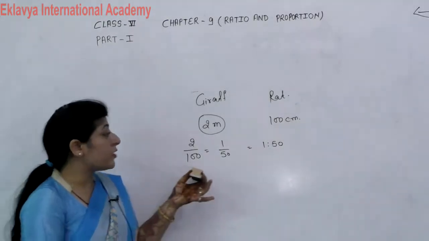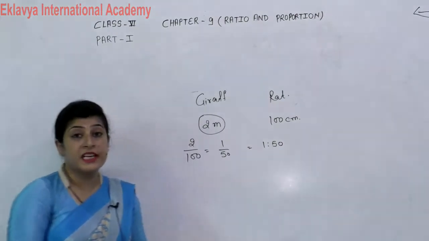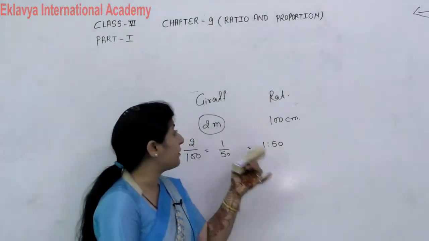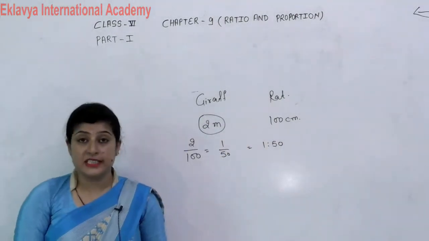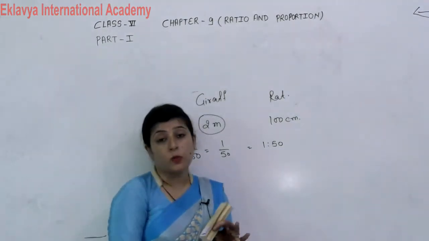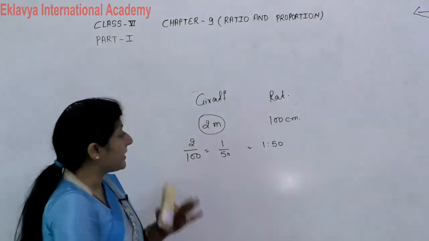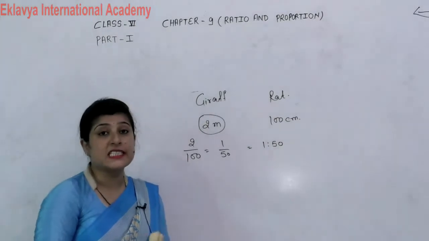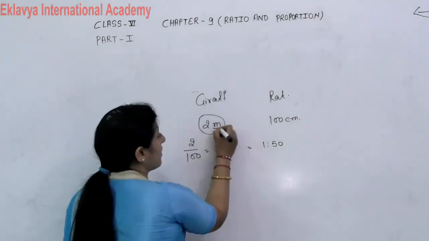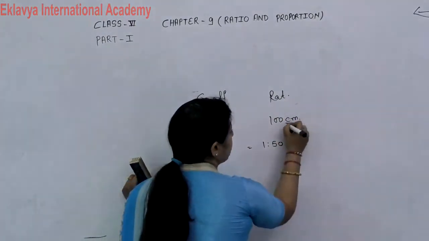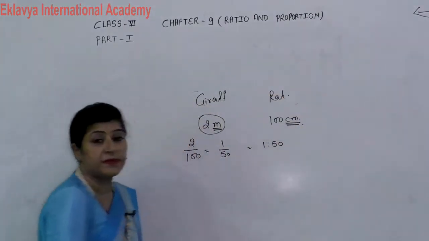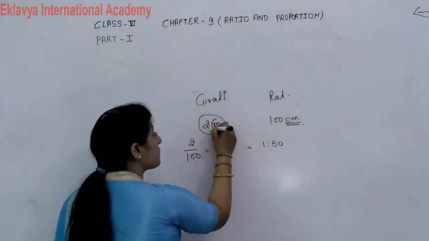So according to our calculation, it means rat height is 50 times of the giraffe height. Is it right? No. What is the mistake in this? We didn't concentrate on the unit. Here this one is 2 meter.